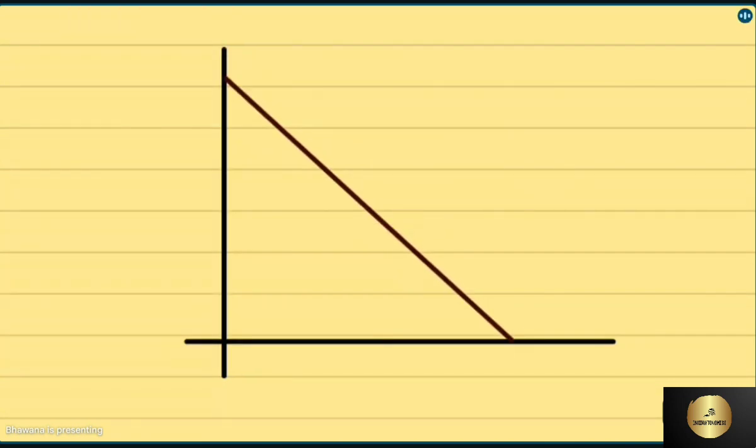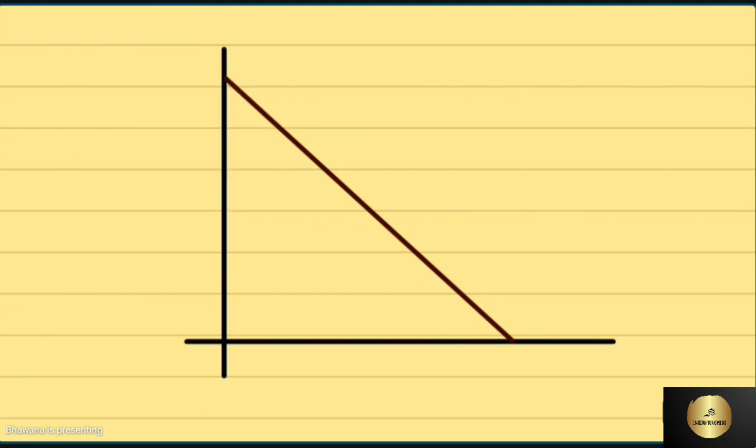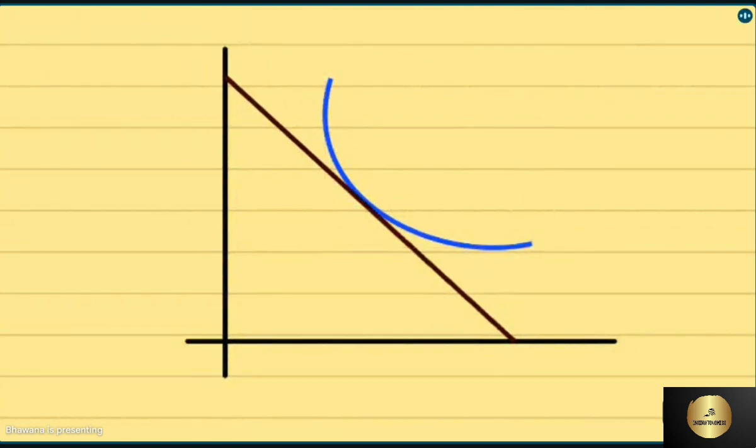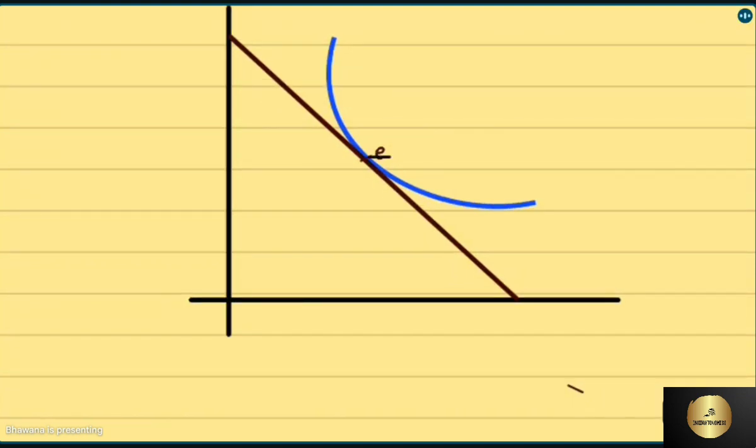This is your budget line. This is your indifference curve. The tangency between these two represents your equilibrium, and at this point you are consuming X star and Y star units of good X and good Y. Now what happened? Your MRS changed.